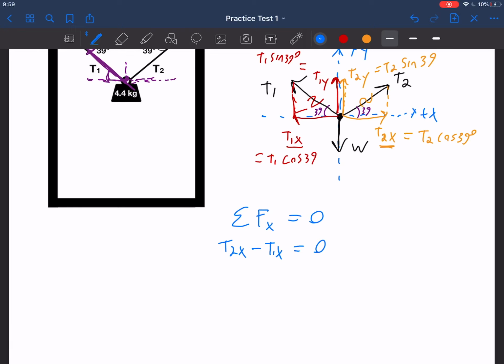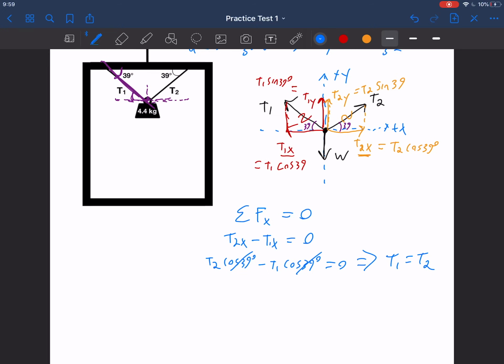T2x, we wrote already, is T2 cosine of 39 degrees. T1x is T1 cosine of 39 degrees. Set that equal to 0. I can see my cosine of 39 cancels, and Newton's first law basically tells me something that's relatively obvious, that T1 has to be equal to T2. Okay, but it's good to go ahead and prove that. You could maybe make a symmetry argument to argue that T1 and T2 have to be the same tension, but we've gone ahead and proved it now, and so we can use this equation, T1 is equal to T2, in the future in solving this problem to get rid of some unknowns.